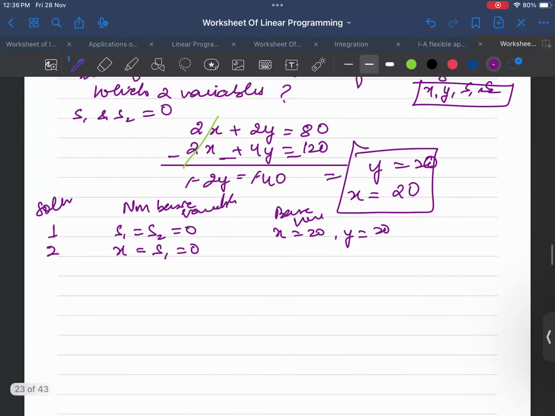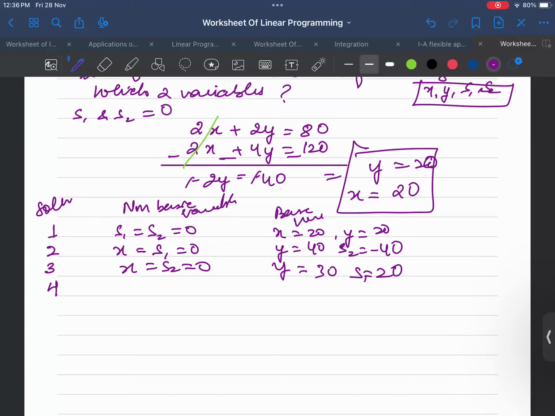हमारा Y 40 आ गया. And then we can calculate S2. S2 हमारा आ गया -40. इससे थर्ड सोल्यूशन मिल जाएगा x और s2 इक्वल्स टू 0. इस केस के अंदर हमें y की वैल्यू वुड बी 30, s1 की वैल्यू 20. सॉल्व कर लेना. इक्वेशन 4 solution 5 and 6 solutions we will get it because we have the NC2.